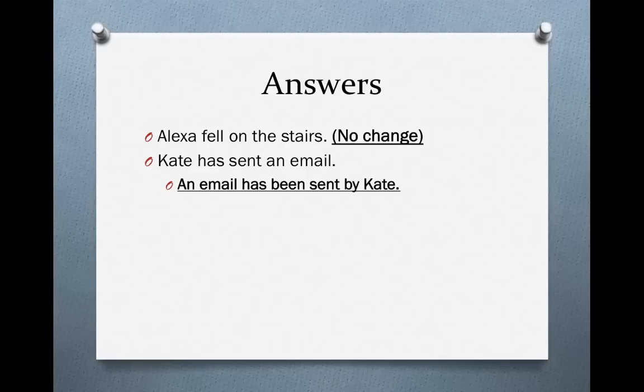Kate has sent an email. We can change this to an email has been sent by Kate. Why? Because immediately after the verb, we have a direct object. The verb is has sent. The object is an email. There's nothing between the verb and the noun. So it's a transitive verb.